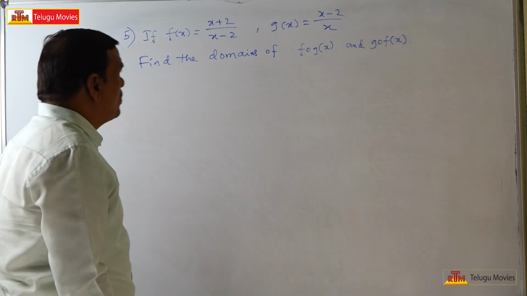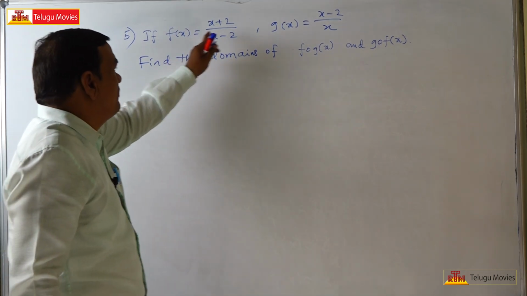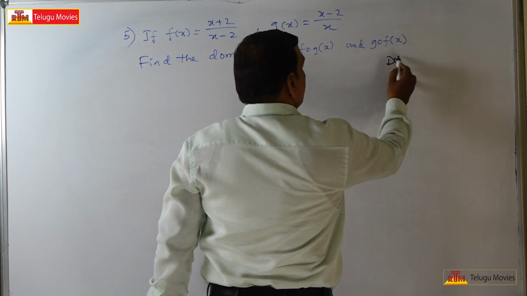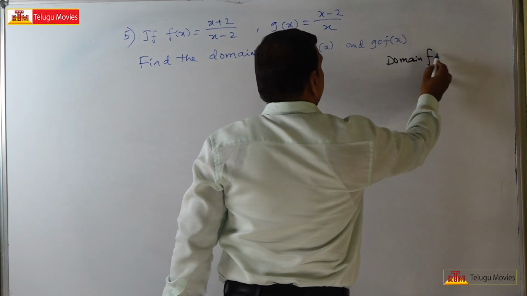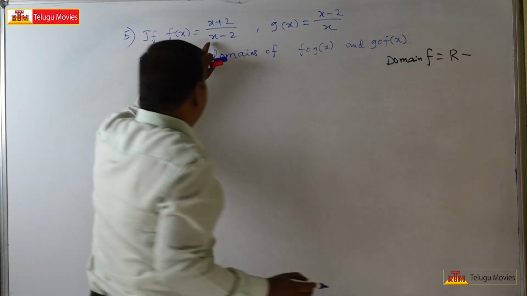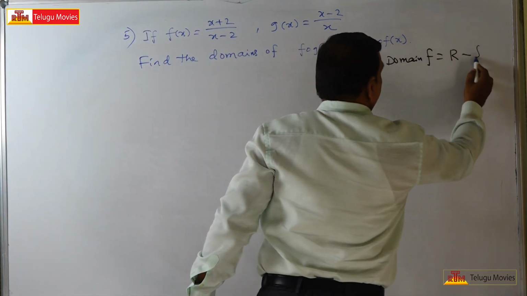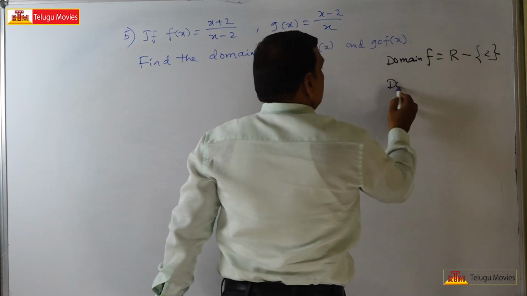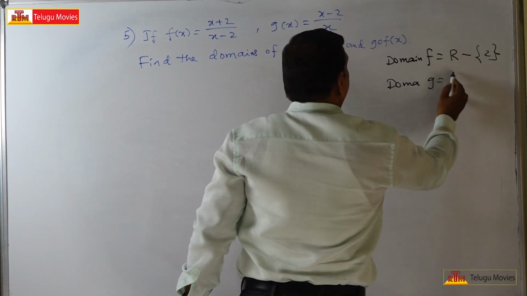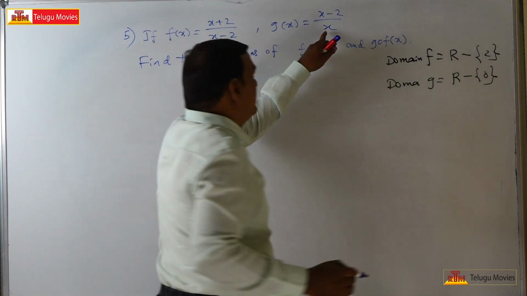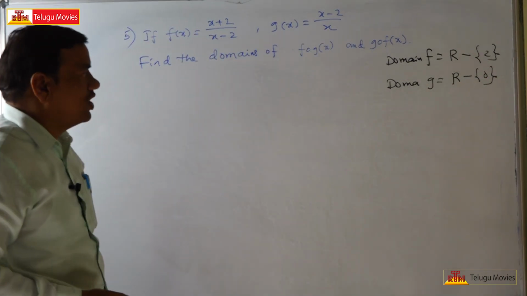Before doing this, the domains of f of x and g of x are not given, so first we find the domains. What is the domain of f? The set of all real numbers except 2. x minus 2 is not equal to 0, so x is not 2. What is the domain of g? The set of all real numbers except 0. Here the denominator x is there, therefore it should not be 0.